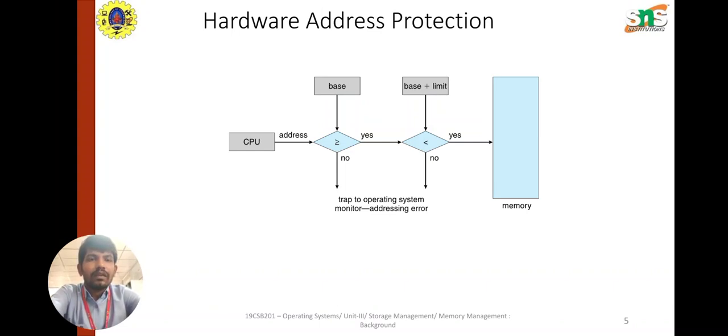When we are going to use any file from the CPU or from memory, the address is translated to main memory. If the address is greater than or equal to the base, and less than base plus limit, it is sent to memory. Otherwise, it is trapped to the operating system monitor as an addressing error.